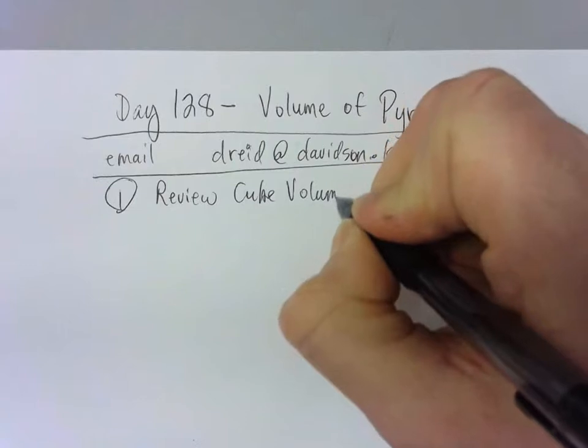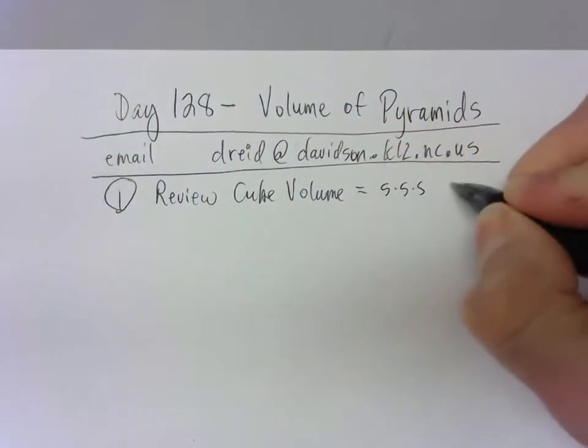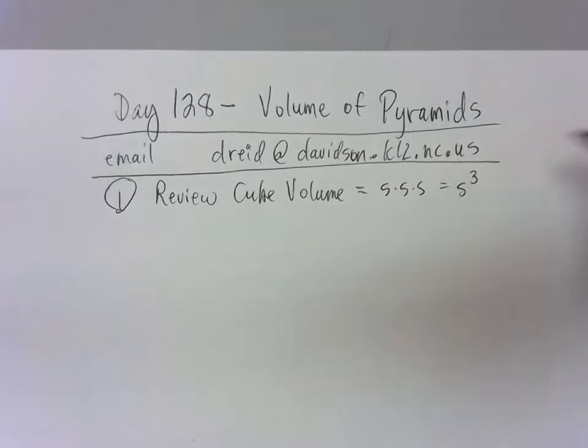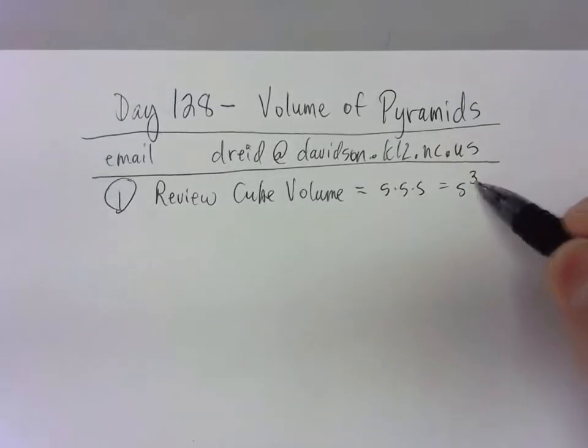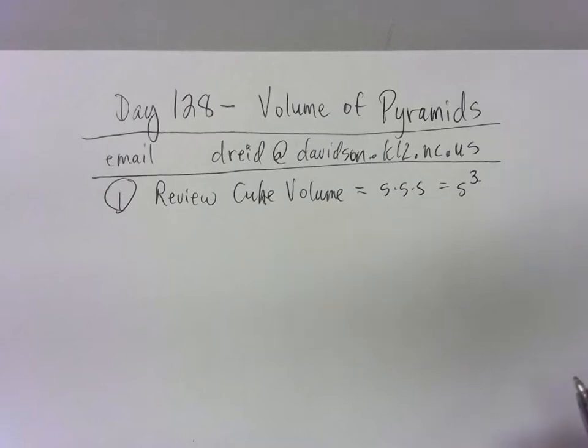And of course, if you'll remember, that is side times side times side, otherwise known as side to the third power, or side cubed, which of course is where the term cubed comes from, because side to the third power comes from getting the volume of a cube.